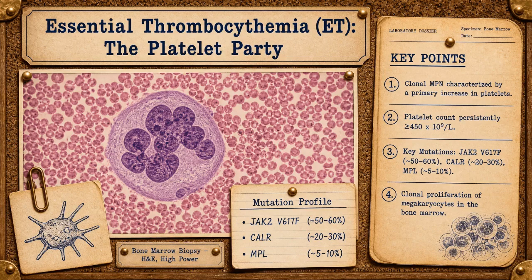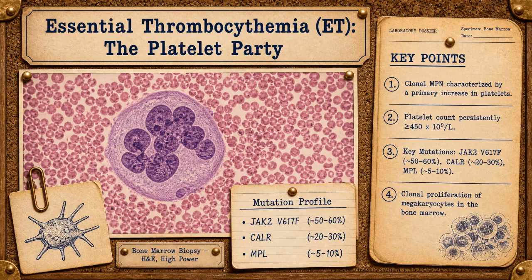The primary affected cell line in ET is, you guessed it, the megakaryocytes and their progeny, the platelets. The bone marrow's megakaryocyte production line has gone into overdrive, churning out an excessive number of platelets. It's like the platelet factory has decided to host a never-ending party, and everyone's invited. Now, what are the key mutations driving this platelet party? Just like PV, ET is also frequently associated with the JAK2 V617F mutation, found in about 50 to 60% of ET patients. This highlights the shared molecular pathogenesis among some MPNs.